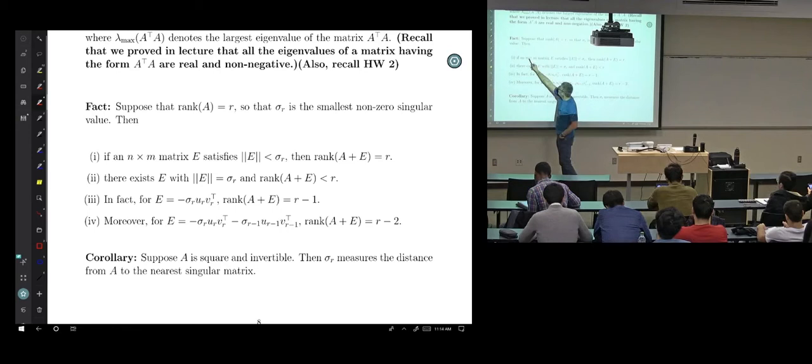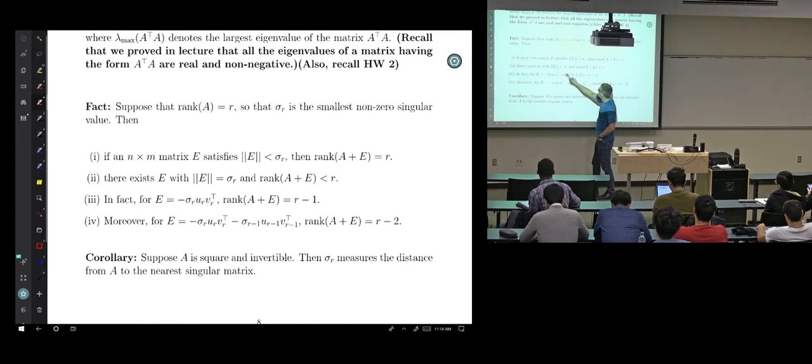E is any n by m matrix whose induced matrix norm is smaller than the singular value, then it cannot make the rank of your matrix fall. There always exists a perturbation matrix. This is a perturbation that has size exactly equal to the smallest singular value that causes the rank to fall. And in fact, here's the perturbation: minus the smallest singular value times UR VR transpose. And it follows from that expansion. And so this is the matrix of smallest norm. Its norm is sigma R, that causes the rank of A to reduce.